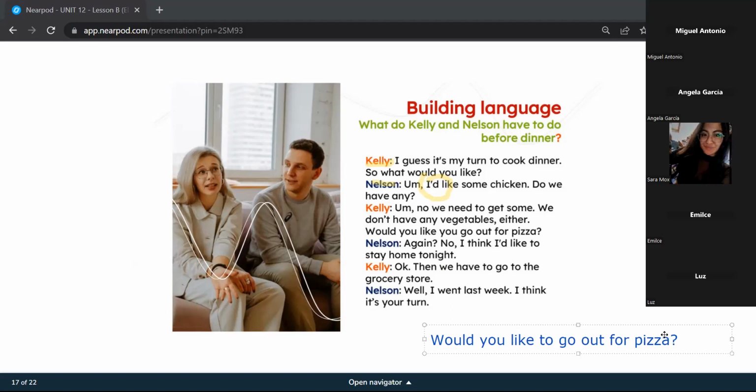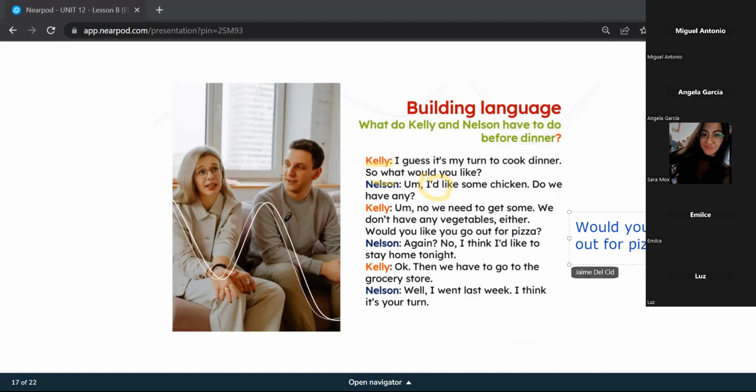Solo estoy componiendo aquí una partecita que se fue como de más. Ok, en vez de leer este cuadro, o lo que estaba bajo el cuadro amarillo, vamos a leer esta frase. Would you like to go out for pizza? Es que habían dos you ahí que lo hacía un poco confuso. Vamos, Miguel. Miguel, you're going to be Kelly, and Angela, you're going to be Nelson, okay? You can start, Miguel.